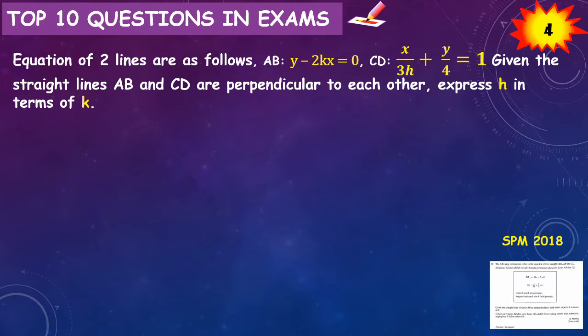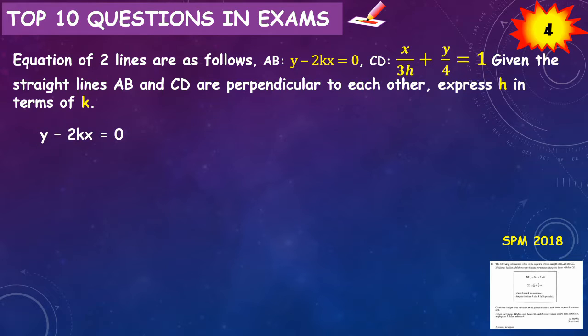The equations of two lines are as follows. AB is y - 2kx = 0, and CD is x/3h + y/4 = 1. Given the straight lines AB and CD are perpendicular to each other, express h in terms of k.